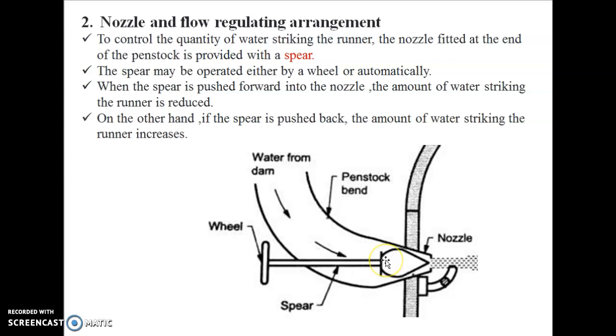Now when we use that spear, that means we are using it to regulate the water which is coming out of this nozzle. If we push this spear in forward direction, then the water flow is going to decrease, and if we push that spear in backward direction, then the flow of water is going to increase. So why do we do this? Whenever there is variation in requirement of electrical energy, we have to operate the turbine at various capacities, and to regulate the flow we use this arrangement which is nothing but the spear.